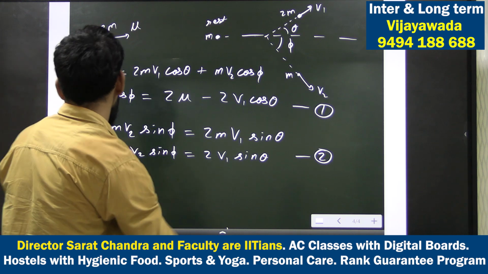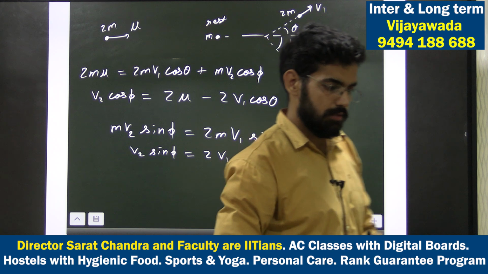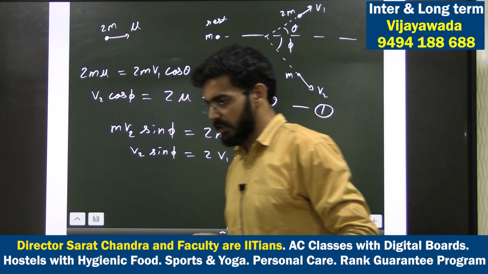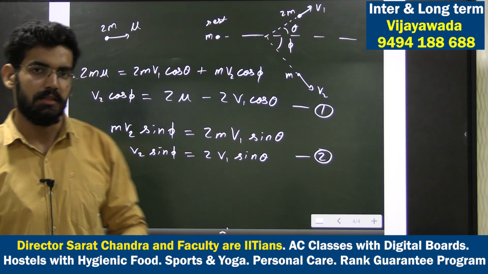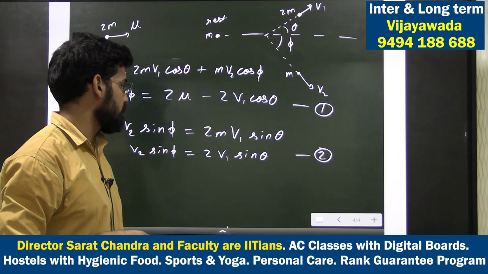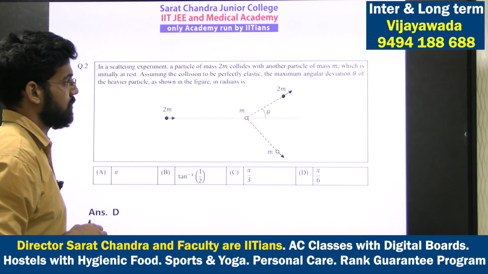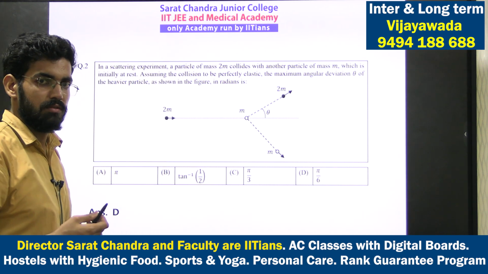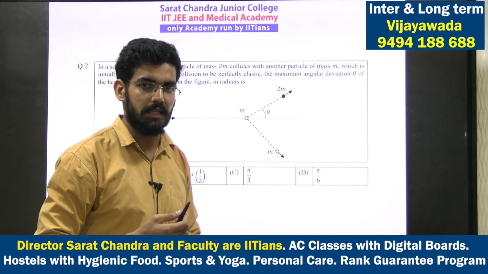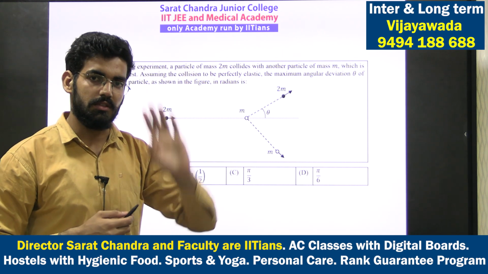So one equation I wrote for horizontal momentum, one for vertical momentum, which is balanced, since there is no net momentum in the vertical direction. The third equation: if you read the question properly, all the information is available in it. Why three, not four? That I will also tell. It is a perfectly elastic collision, so an energy equation can be written.